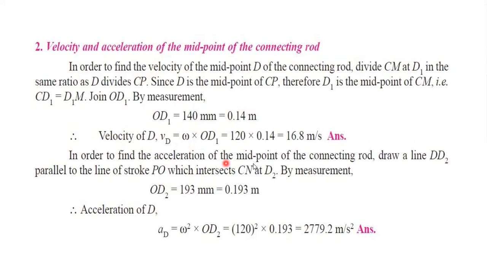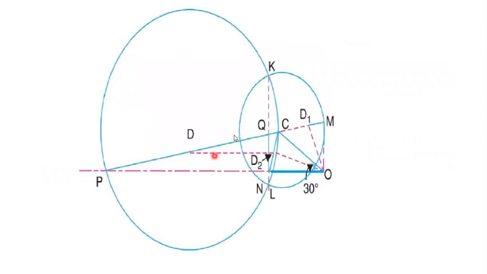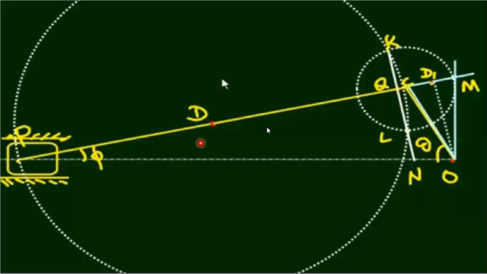In order to find the acceleration of the midpoint of the connecting rod, draw a line joining D2 parallel to the line of stroke PO, which intersects CN at D2. Now till this you will have understood. Draw a line parallel to the line of stroke so that it meets the KN at a certain point. You fix that point as D2.